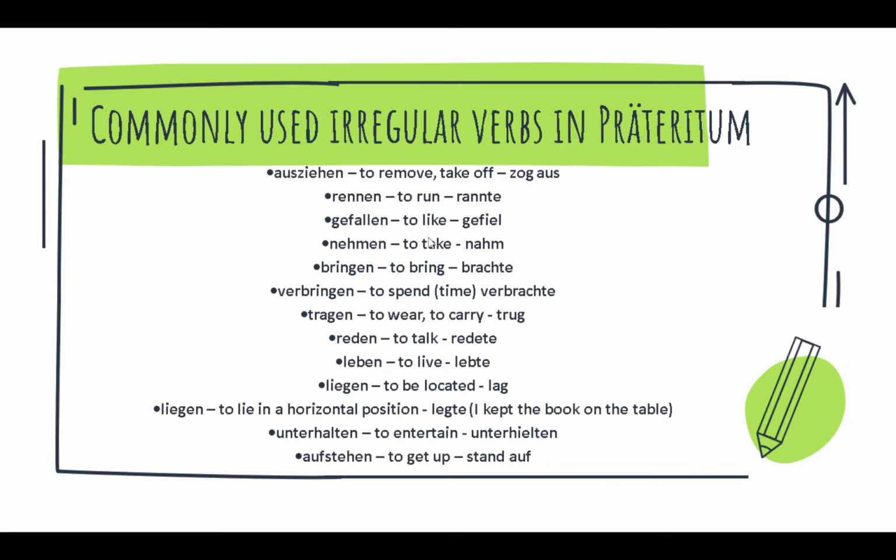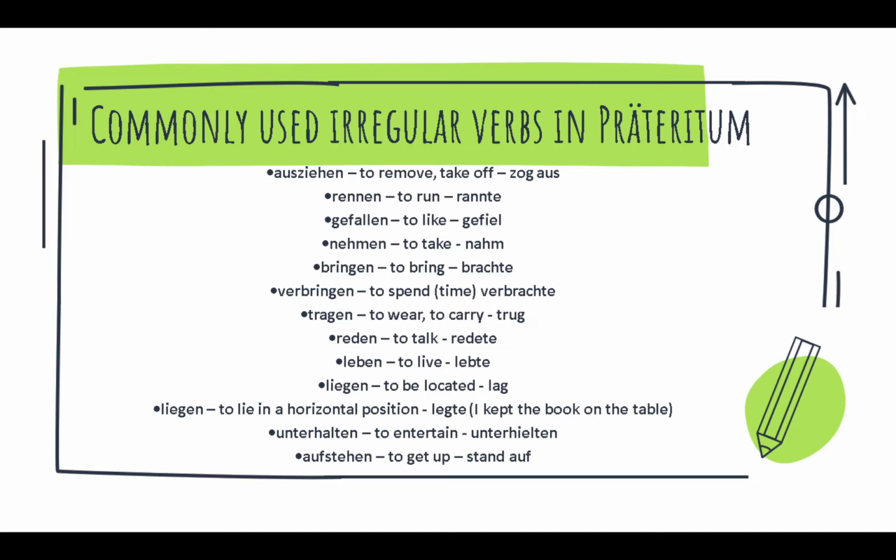Let's move on to, here are some more verbs that you can use. I'd like to specially explain here liegen because this verb is used twice. So liegen means to be located. For example, if you want to say my house was located opposite the park, so you will say meine Wohnung lag gegenüber dem Park. So now lag in this case is the location.